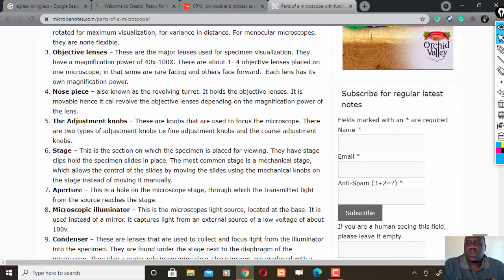So you also got another part called the aperture. It is a hole on the microscope stage through which the transmitted light from the bottom, from the source, now reaches the stage, and it's able to illuminate your specimen.